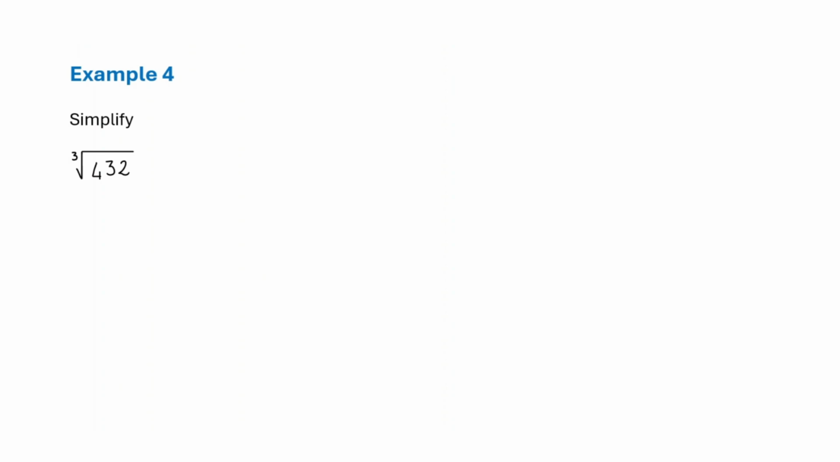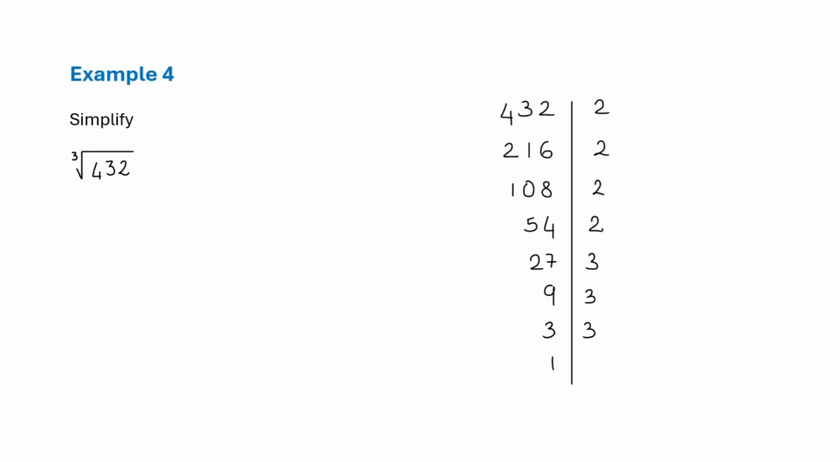Let's look at another example involving a cube root. This time we need to simplify the cube root of 432. We'll begin by performing the prime factor decomposition of 432. Once we've done that, we can identify the complete groups. To do that, we look at the index of the radical to determine the size of each complete group. The index is 3, so each complete group must contain 3 of the same factor.